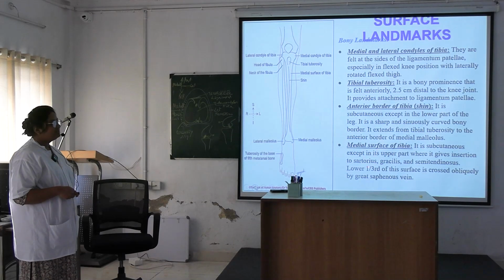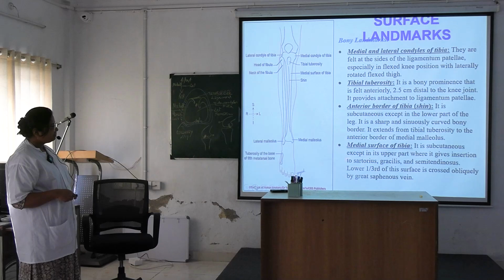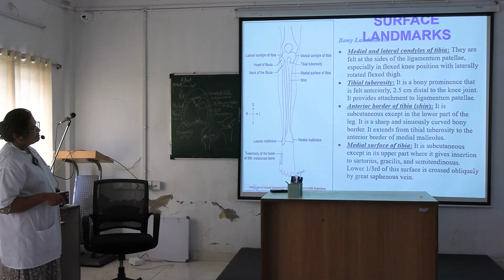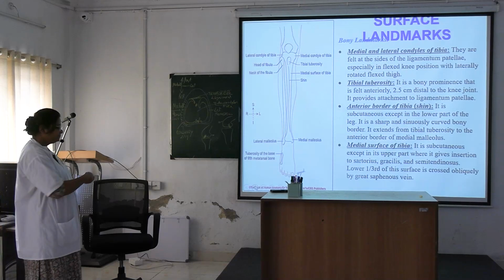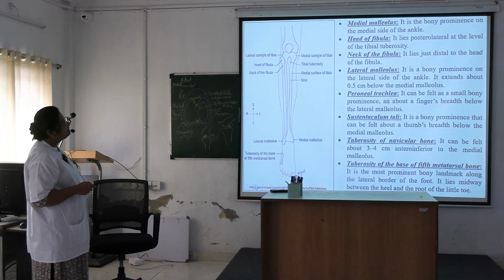It is subcutaneous except in its upper part where it receives the insertion of the sartorius, gracilis and semitendinosus. These three are coming from three parts of the hip bone and forming the pes anserinus. Lower one third of this surface is crossed obliquely by the great saphenous vein here in this lower part. Next is medial malleolus. It is a bony prominence on the medial side of ankle. Here this bony prominence is medial malleolus.